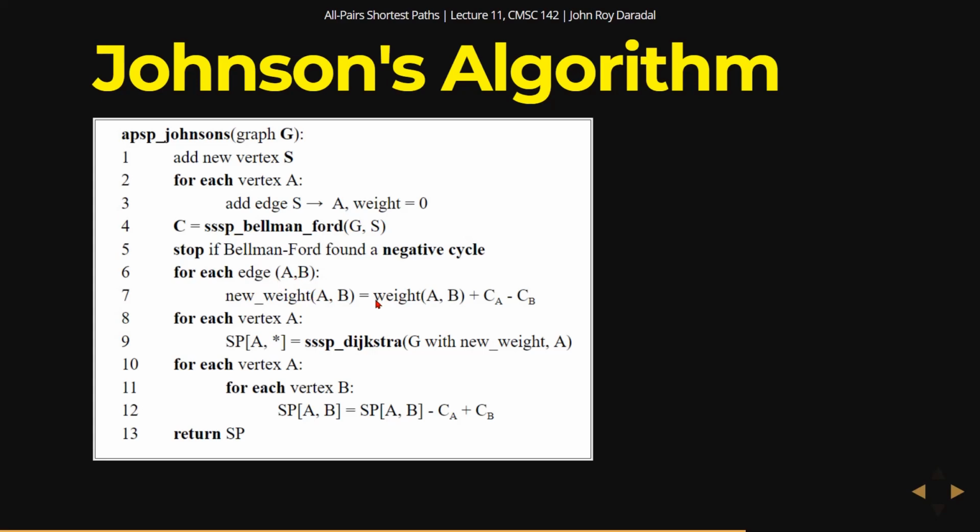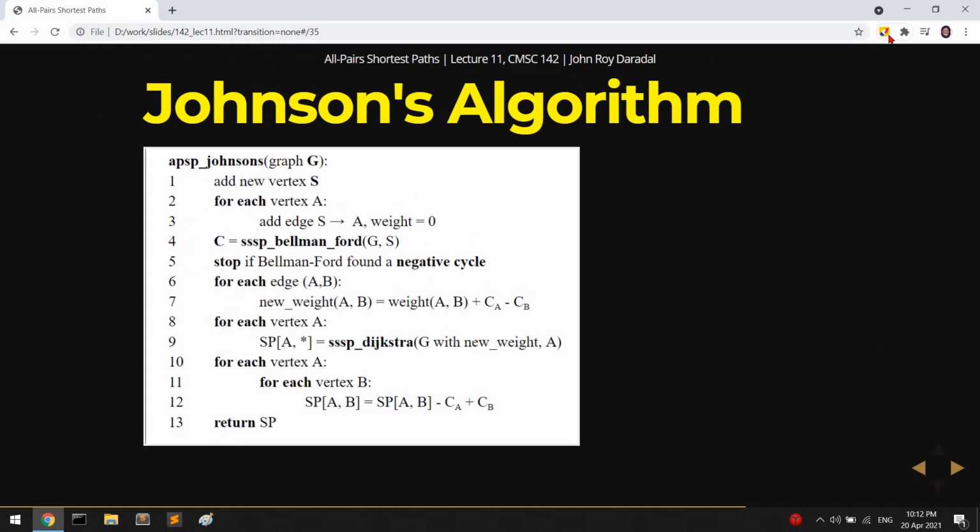For each edge, we'll reweight each edge using this equation, and then for each vertex A, we'll run Dijkstra's with A as the starting vertex, right? After running Dijkstra's n times, we will readjust all of the shortest path lengths using this equation again. After that, you'll get the actual correct answer.